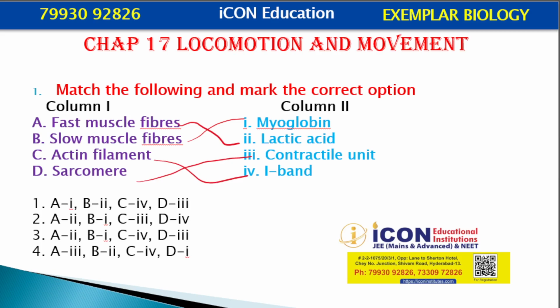So let's find out the option here. A2, it might be the second option or third option now. B1, C3. So C is the deciding factor. C, actin filament is given. Actin filament is there in the I band. So what is the answer here? C4. So I am selecting the third option. D3. Sarcomere is the structural and functional unit of muscle contraction, the contractile unit we can say.